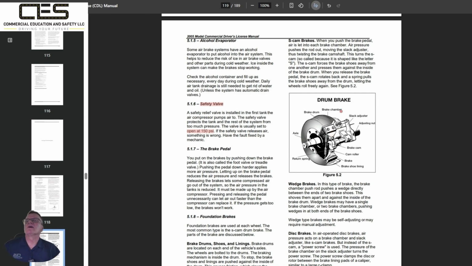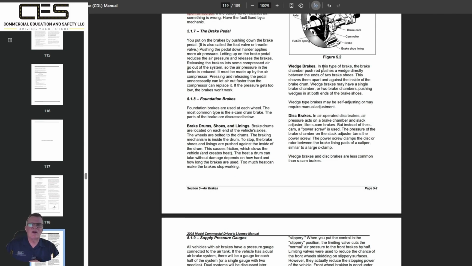Maybe I'll talk too long about wedge brakes. This is informational. I don't think you'll see anything about wedge brakes, but if you do, the question will be what types you have, S-cam, wedge. S-cam's most common. Instead of using the S-cam, it's got a triangular wedge that just pushes the wedge in, separating the linings, pushing up against the drum. So instead of rotating, it's just a wedge.